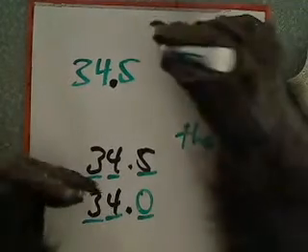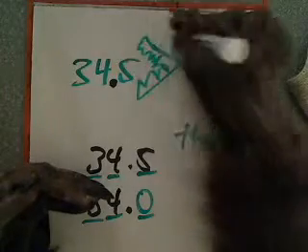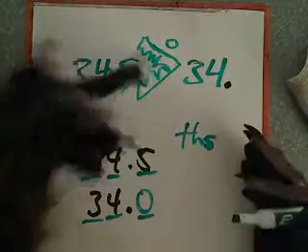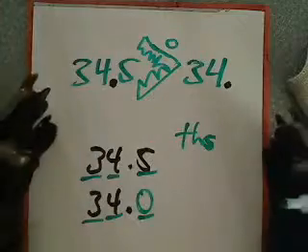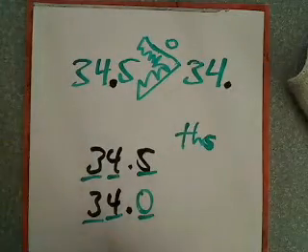So what you want to do is eat the bigger number. You want to eat the most pizzas. And that's where your greater than sign will be pointing. 34.5 is bigger than 34.